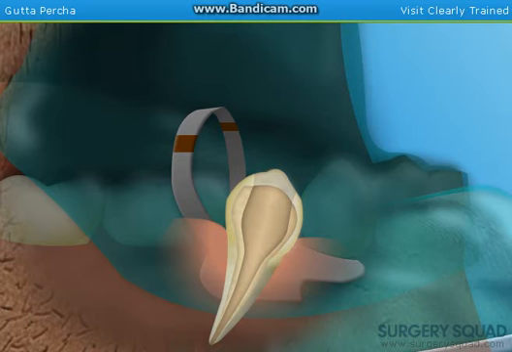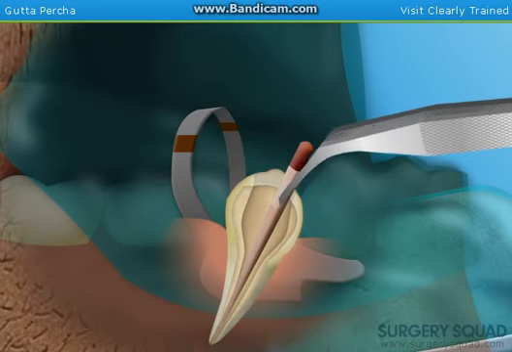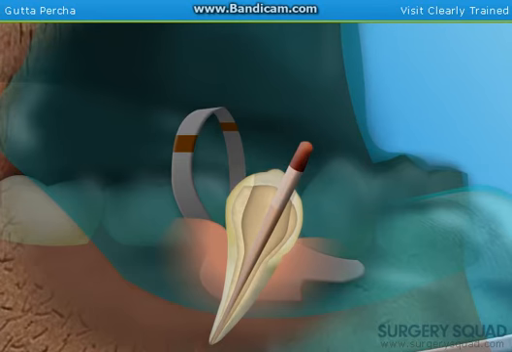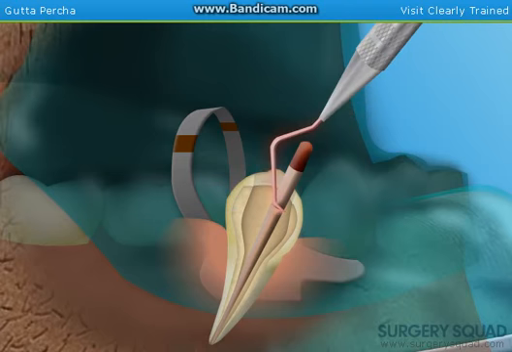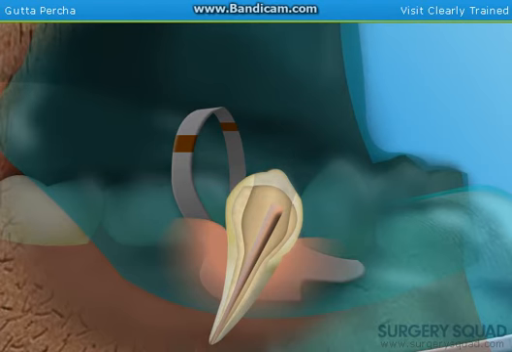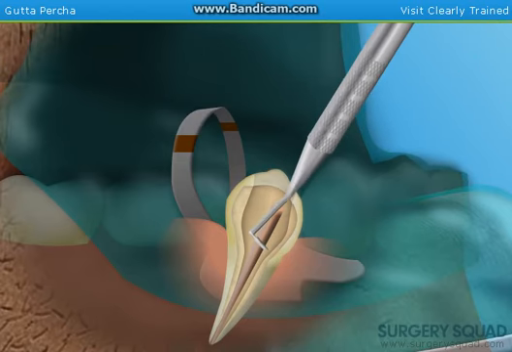Next, we'll need to fill the tooth using a rubber compound known as Gutta Percha. Gutta Percha is often preformed as tiny, thin cones that we'll insert into the clean canal of the tooth. I've already added some sealant to the Gutta Percha cone. A heated instrument is now used to remove the excess Gutta Percha. Pack the Gutta Percha into the tooth canal using a plugger.